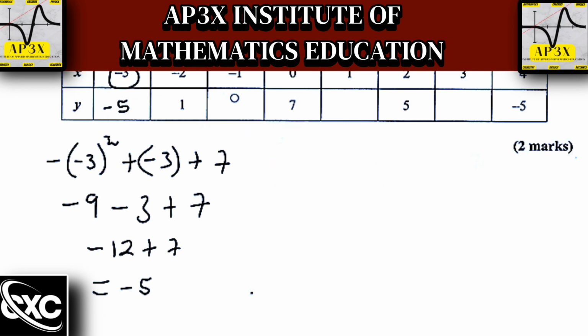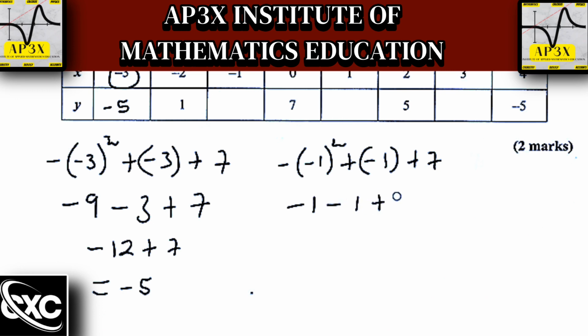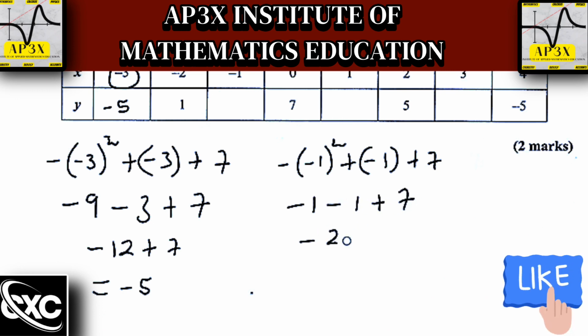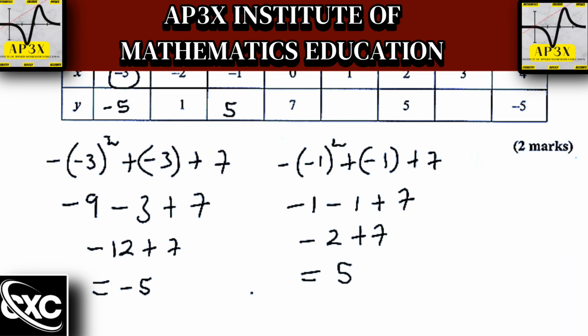We can do this again with minus 1, so that's going to be minus, open bracket, minus 1 squared, and that's going to be plus negative 1, and that's going to be plus 7. So same procedure here, square the negative 1, you're going to get 1, negative 1 here, plus times negative is negative, so that's minus 1 plus 7, so that's minus 2 plus 7, and that works out to be positive 5, so that goes here.